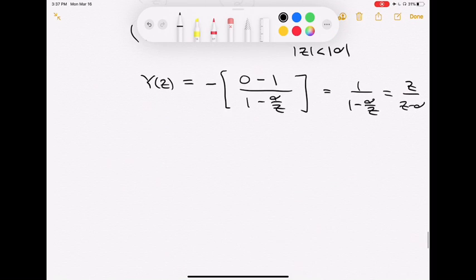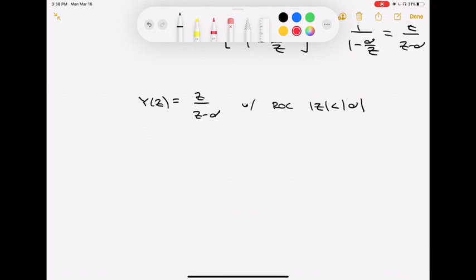Let's clean this guy up. What do I get? I get Y of z being equal to z by z minus alpha, with a region of convergence norm z less than norm alpha, something like that. In this particular case, then, we see again that the denominator has a root at alpha. So if I plot that out in the complex z-plane, I could look at that root again. There it is at alpha. I should have said root at alpha.